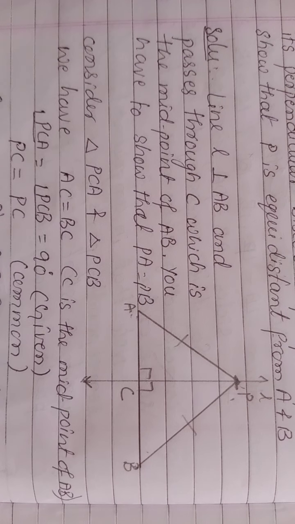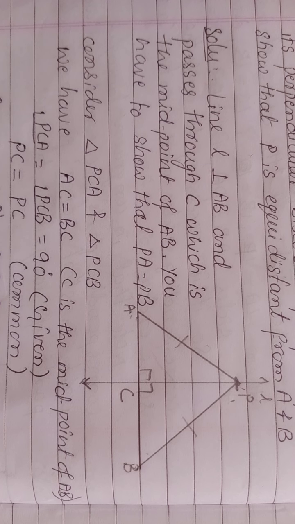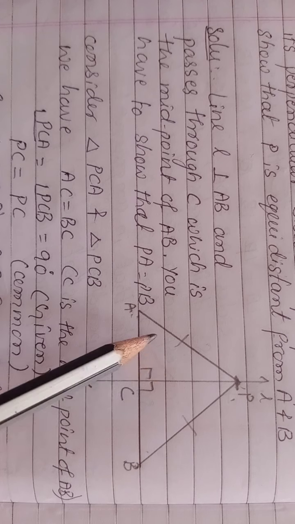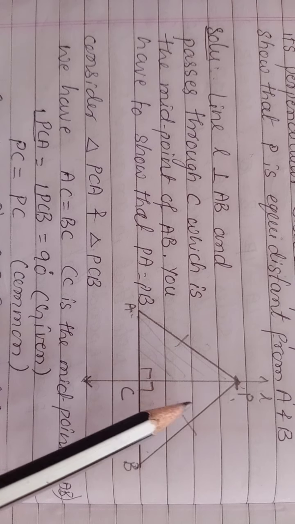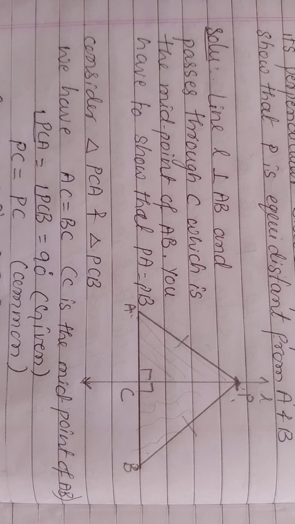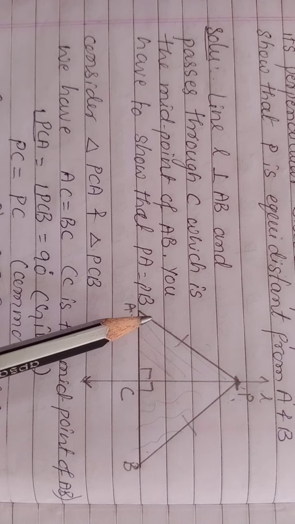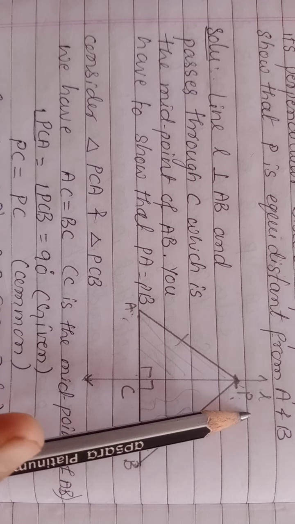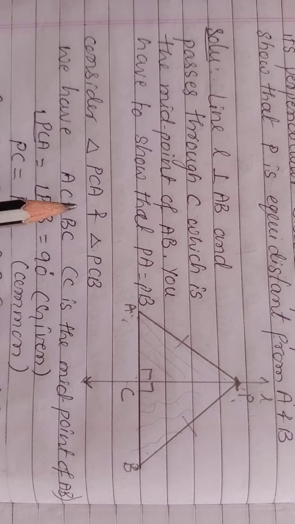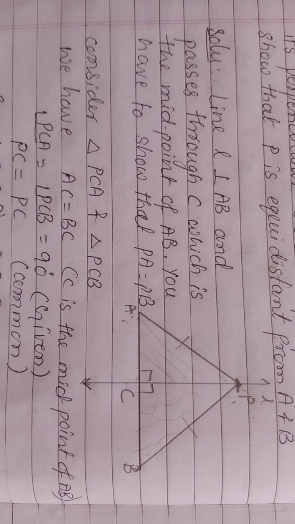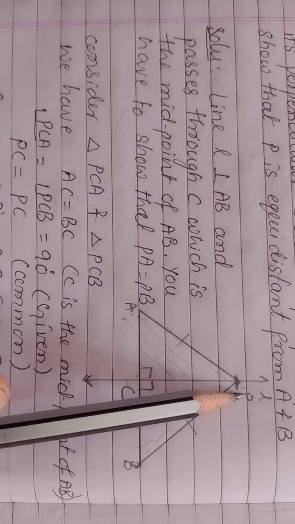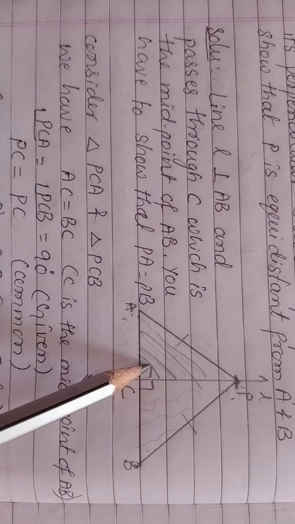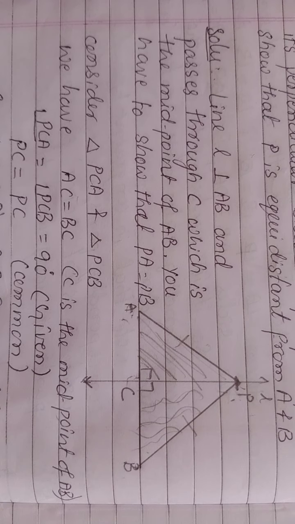So, first, by drawing the figure, we got two triangles here. Just observe, this is one triangle and this is one more triangle. This triangle is PCA. And one more triangle is PCB. Consider both the triangles, children. Which are the triangles you are considering? PCA and PCB. This one and this one.